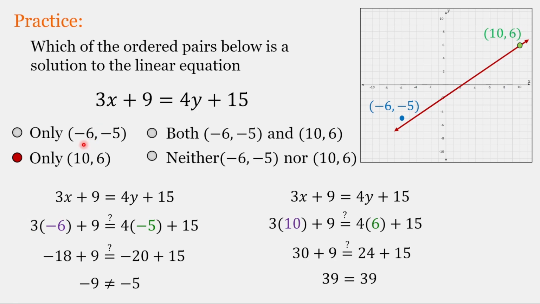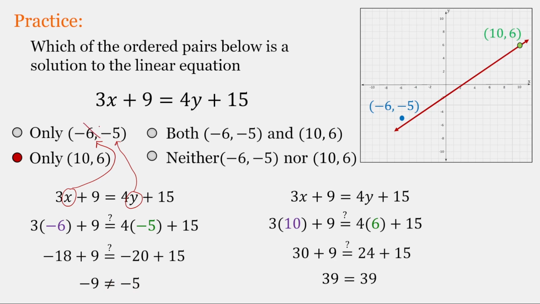We'll do the same for this second problem. So with the first ordered pair, we have negative 6 and negative 5. So wherever there is an x in the equation, we'll place a negative 6. And wherever there is a y, we'll replace it with a negative 5. This results in negative 9 equal to negative 5. That's not true. Negative 9 is not equal to negative 5.